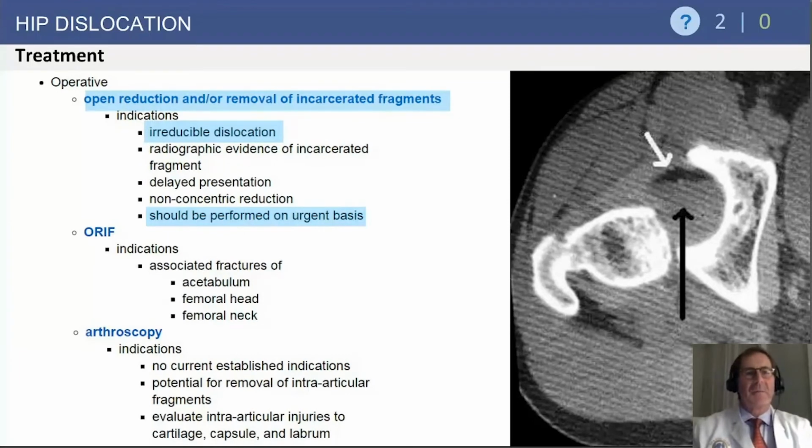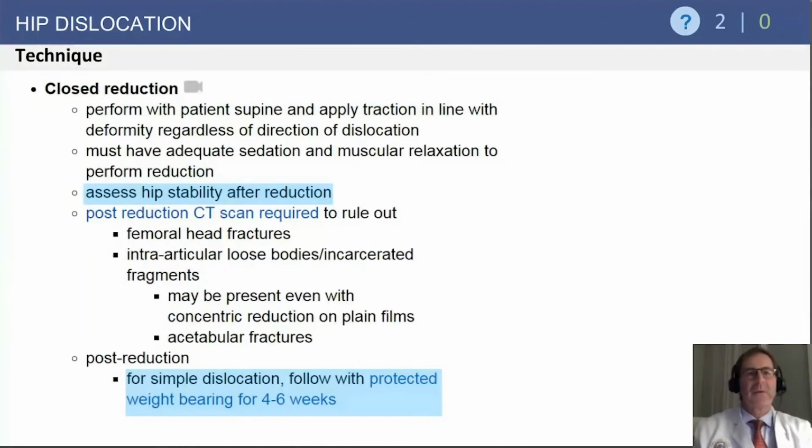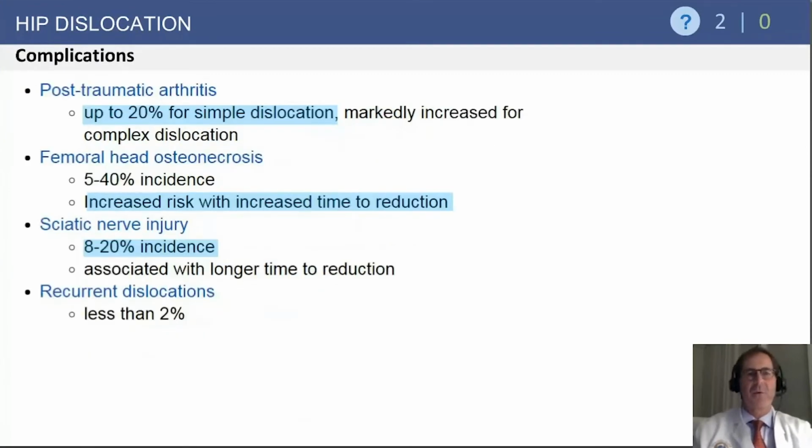Irreducible patients that are eligible for operative reduction are those that have an irreducible dislocation, more commonly the anterior dislocations, and it should again be performed on an urgent basis. Closed reduction is performed with the patient supine and apply traction in line with the deformity. Post-reduction for simple dislocations, protected weight bearing is indicated. Once again, CT scan is recommended post-reduction.